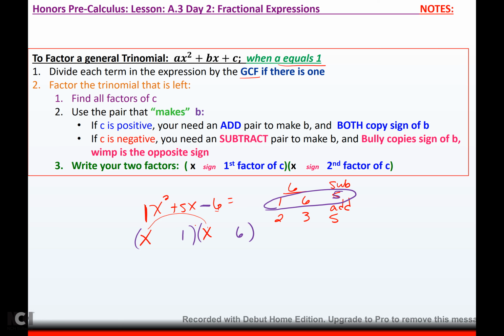Now again, for the signs, are they both positive? Are they both negative? Is one positive, one negative? And if one of each, how do you know which one? C will tell you. If C is positive, then they both will get the sign of B. If C is negative, then only the bigger number will get the sign of B. So my C is negative, which means my bigger number 6 will get the sign of B. So the bigger one gets to be positive and one's going to be negative. And we factored. x squared plus 5x minus 6 equals x minus 1 times x plus 6.